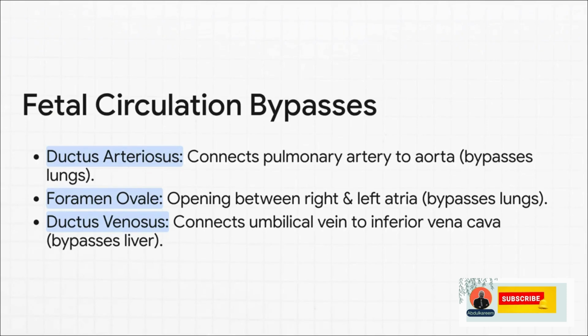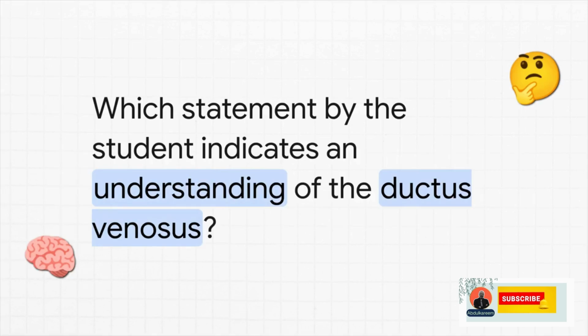Okay, first, a super quick review. Just remember, a fetus isn't using its lungs yet, so it has these 3 amazing bypasses, these shunts. The ductus arteriosus and the foramen ovale, they both work to bypass the lungs. And the ductus venosus, that one bypasses the liver. 3 structures, 3 distinct jobs. Got it? Good. Okay, ready for a question?